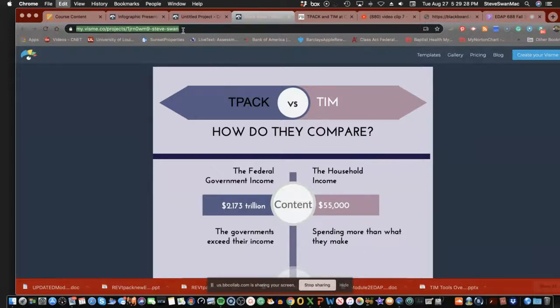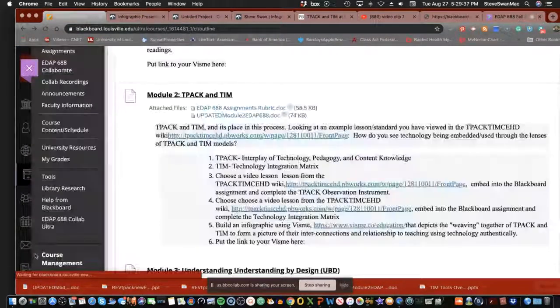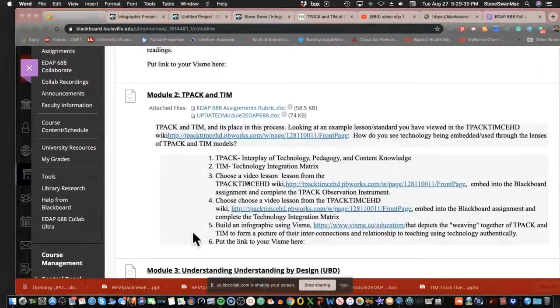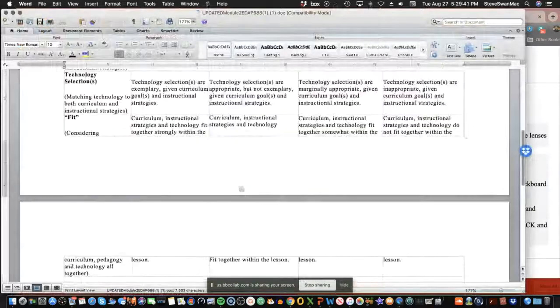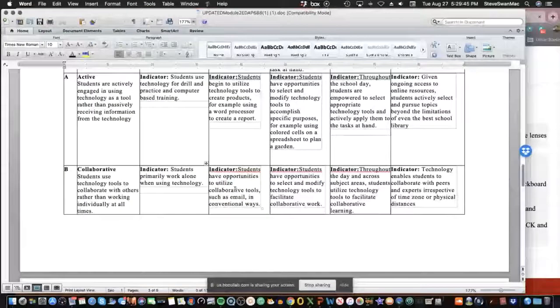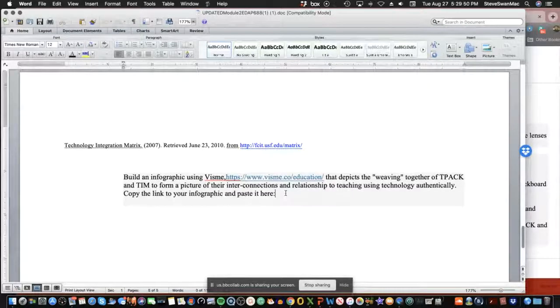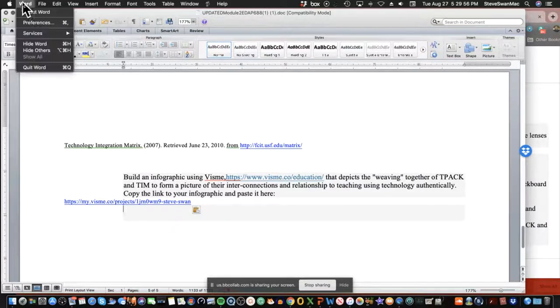Then you can copy that link, and then you go into the assignment. And at the bottom of the assignment is where, let me pull it up. Let's pull up the assignment. And down here at the bottom of the assignment, it says, build an infographic, et cetera. Put your link there. Save it, upload it back into the assignment. You're done.